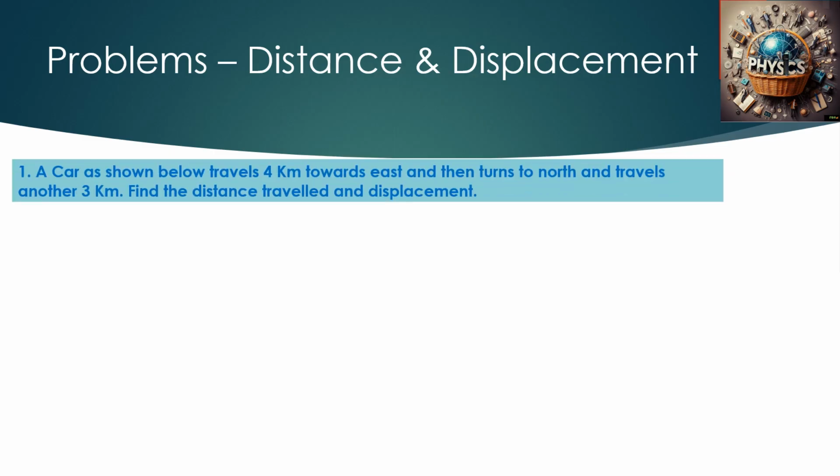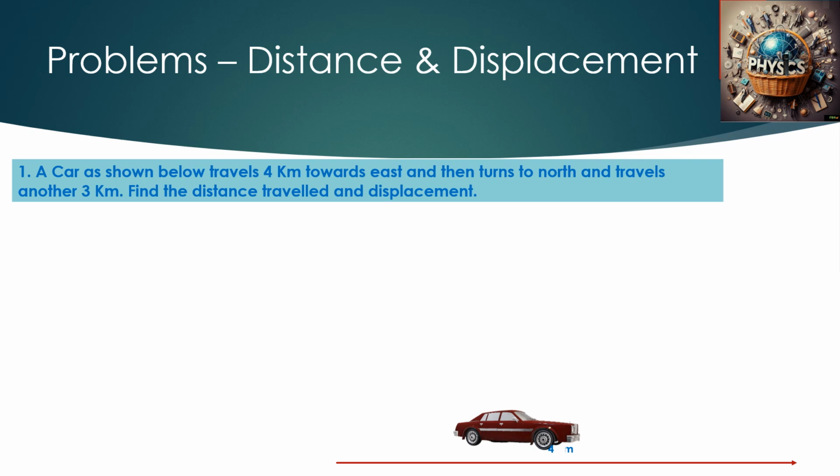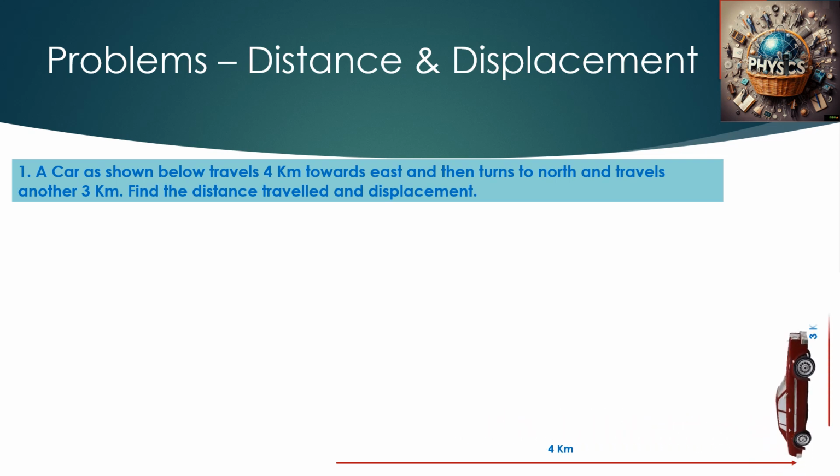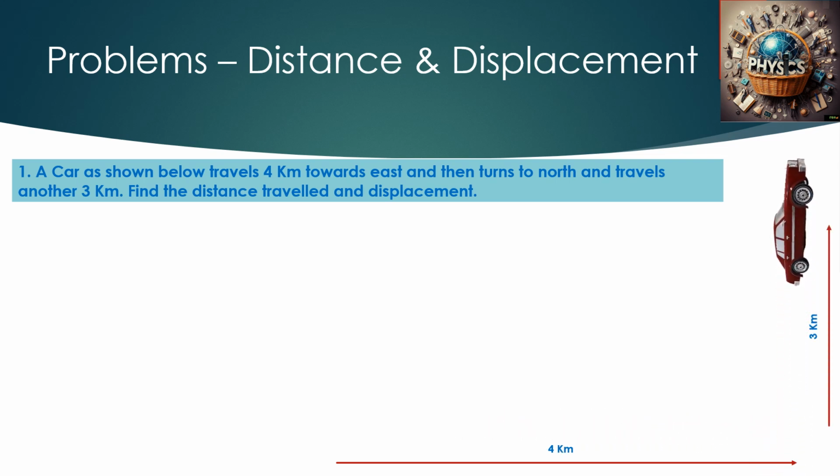So let us start with the problem. A car travels 4 kilometers towards east and turns to north and travels another 3 kilometers. And the ask is to find distance traveled and displacement. Let us draw a diagram. The car is traveling 4 kilometers to east, turns to north, and travels another 3 kilometers. This is how it has traveled.